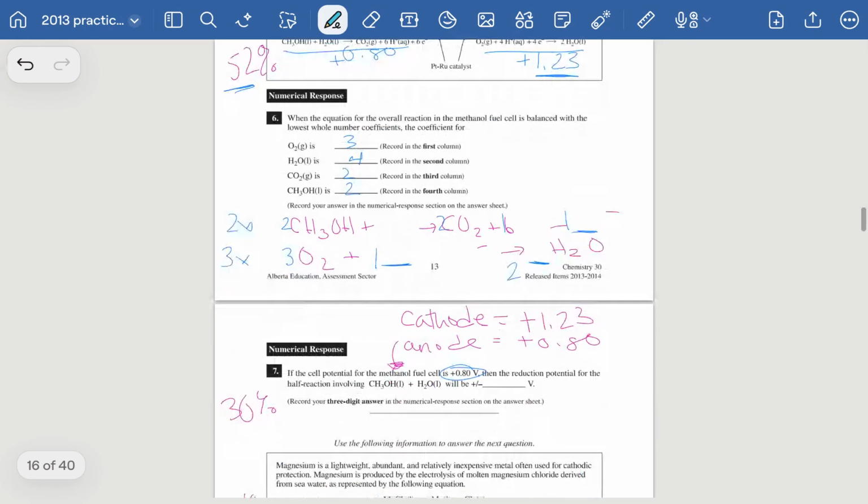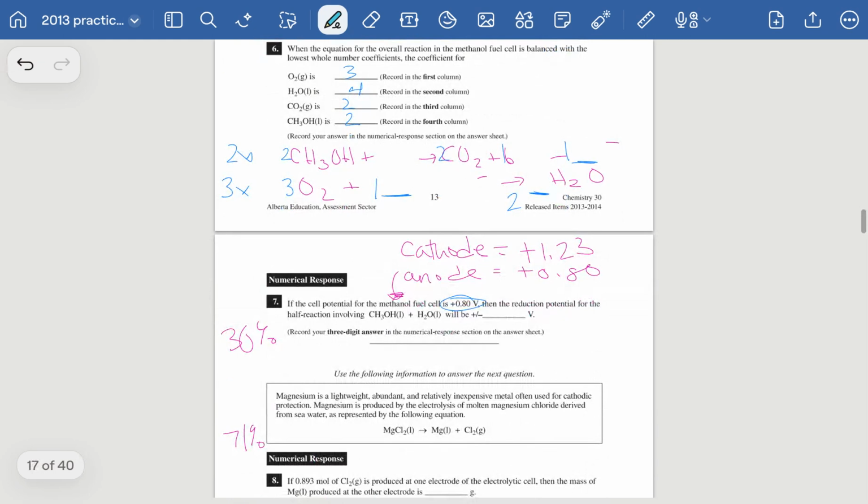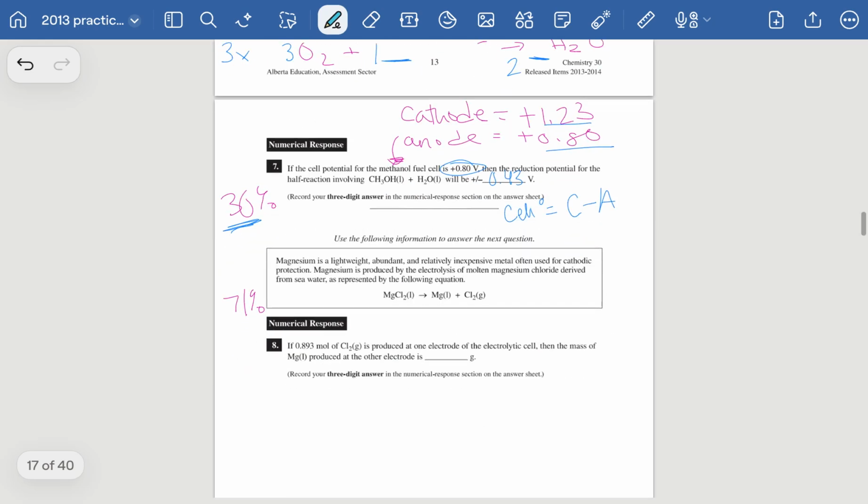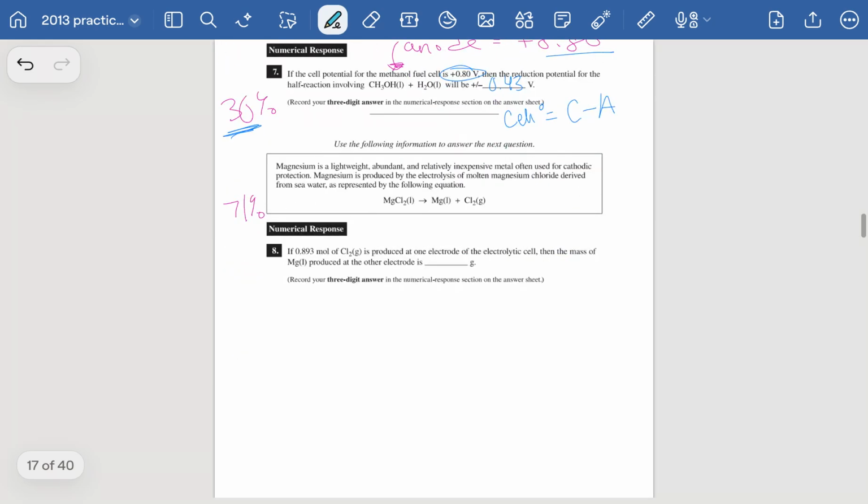So when we come down to calculating the cell potential of the whole cell, your cell potential is going to be your cathode subtract your anode. So your cathode value subtract your anode value, and you will get 0.43. So I'm not sure why that tested so little. I think maybe just getting that anode and cathode confused. Moving on to question 71. Sorry, 71% of people got it right.